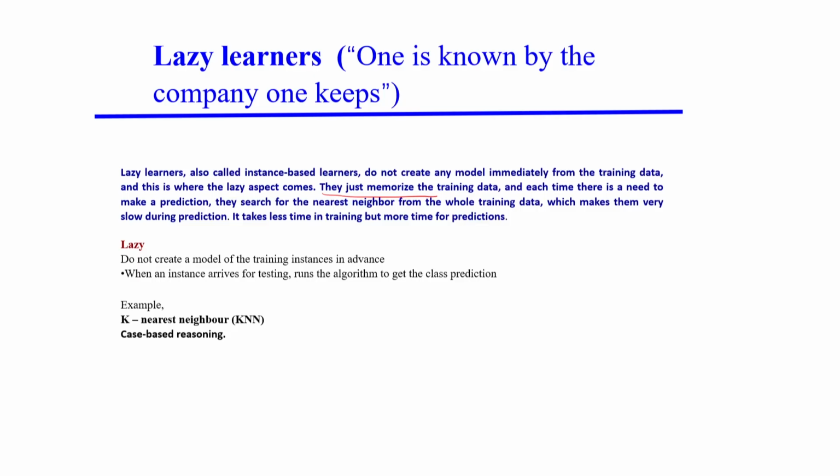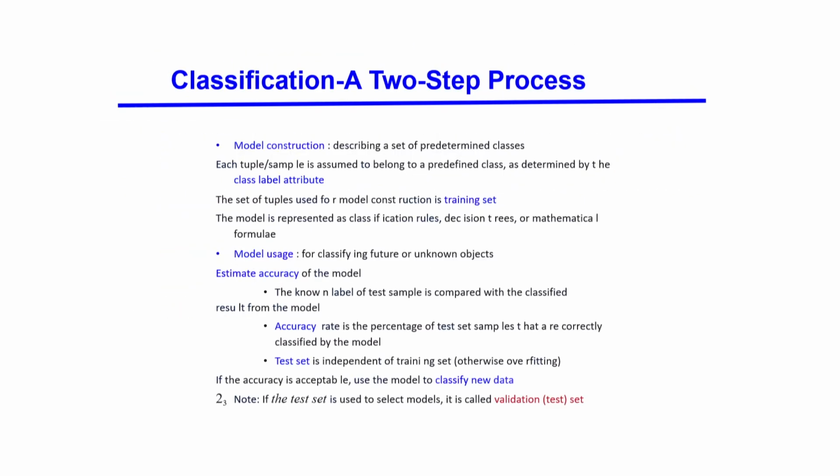That is what I wrote: one is known by its action, but if you go back here, one is known by the company it keeps. That is what a lazy learner does. So, classification is basically a two-step process, you have to understand. You understood what kind of models are there. These are the different models used for classification. Remember, I have not put naive Bayes. Naive Bayes will also come under eager learner.